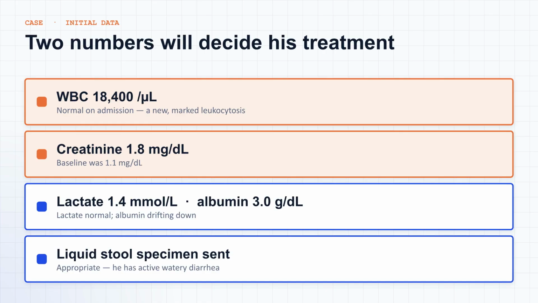Hold on to two of those numbers, the white count and the creatinine. Those are the exact two values that decide whether this is non-severe or severe disease. We will apply the thresholds shortly. Notice we did not send a stool culture, and we did not order an ova and parasite study. Neither adds anything after a week in the hospital. Hospital-acquired diarrhea has a very short differential.